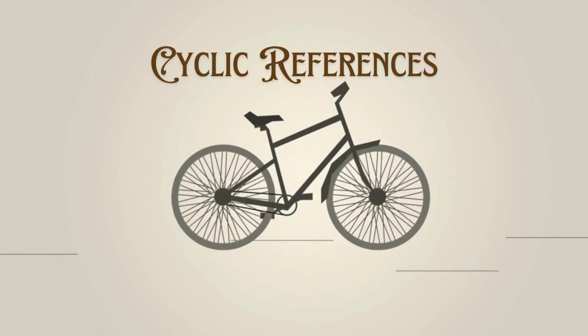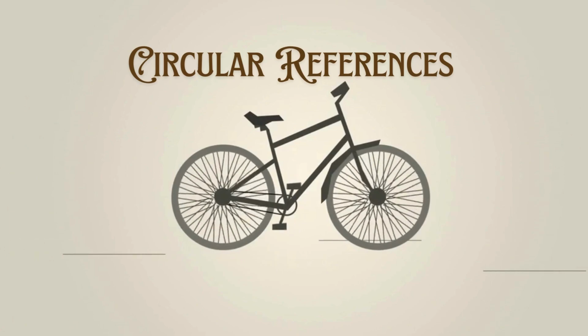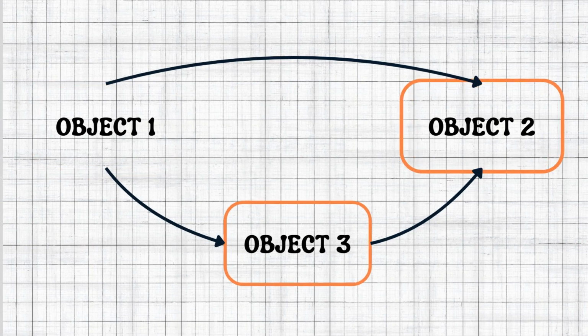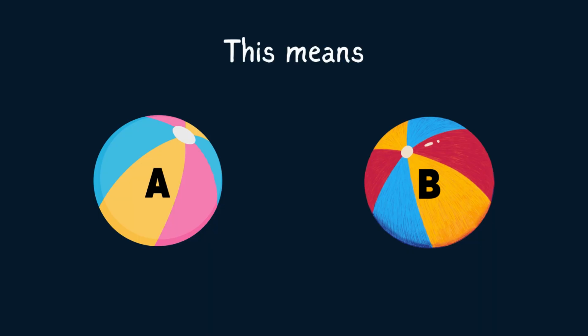Cyclic references, also known as circular references, occur in programming when two or more objects reference each other in a way that forms a cycle. This means that object A has a reference to object B and object B has a reference back to object A, either directly or indirectly through a chain of references.